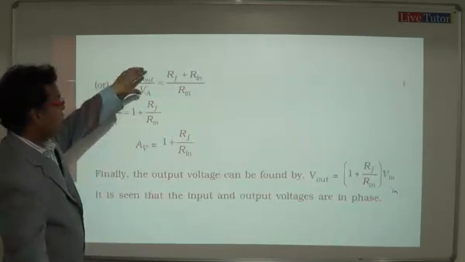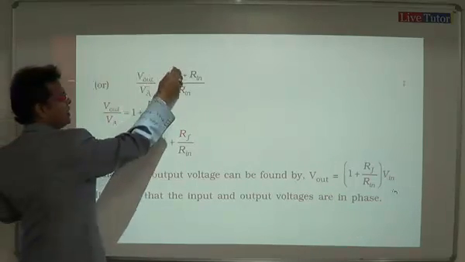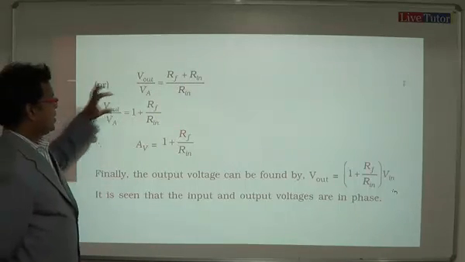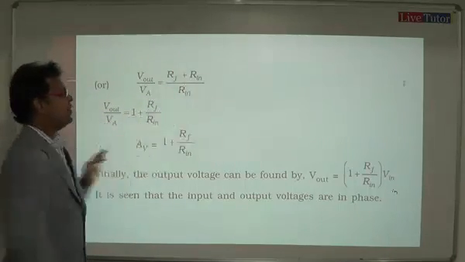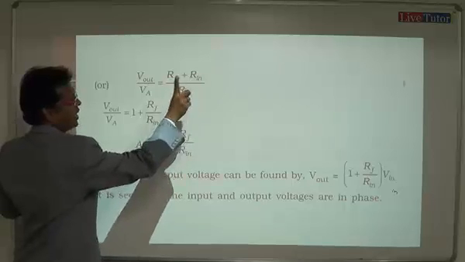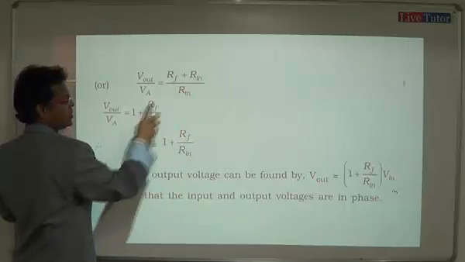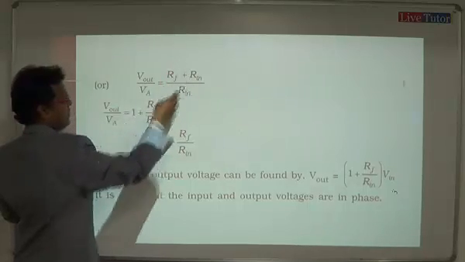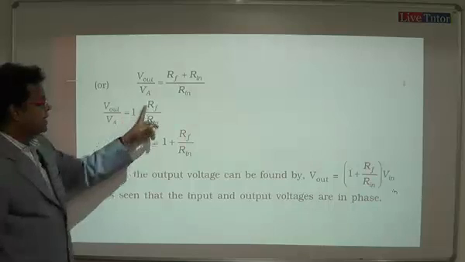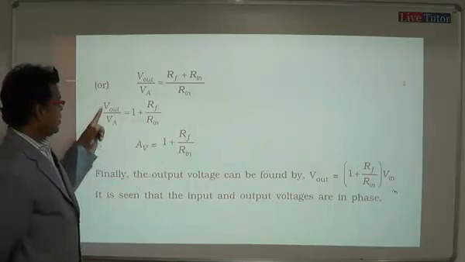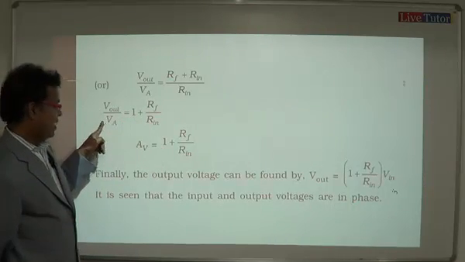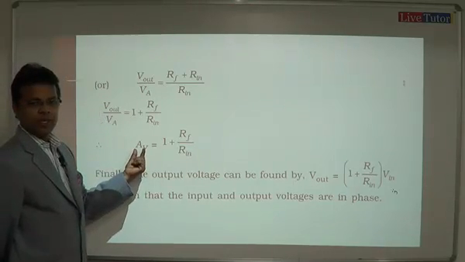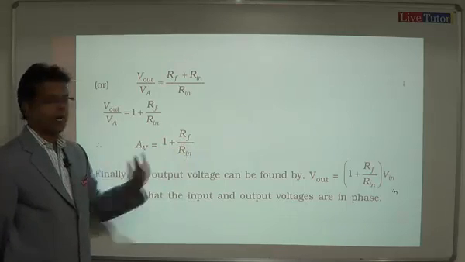So according to the formula, V out by VA is equal to Rf plus Rin by Rin. If you split this into two, Rin divided by Rin becomes 1, so it is Rf by Rin plus 1. That 1 is what is written here. So V out by VA becomes 1 plus Rf by Rin. But V out by VA is actually V out by Vin, the amplified gain, written as AV. So AV is equal to 1 plus Rf by Rin.